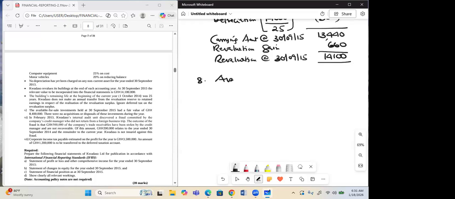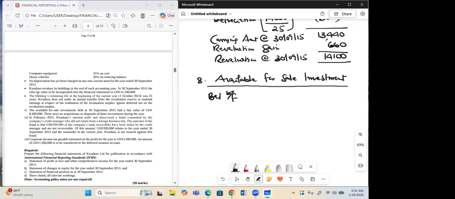So available for sale investment. You see why you need to learn your standards very well. Because if you've learned the standard, you should understand that available for sale investment is measured at fair value through OCI. So what was the opening balance of the investment? Let's go to the trial balance.